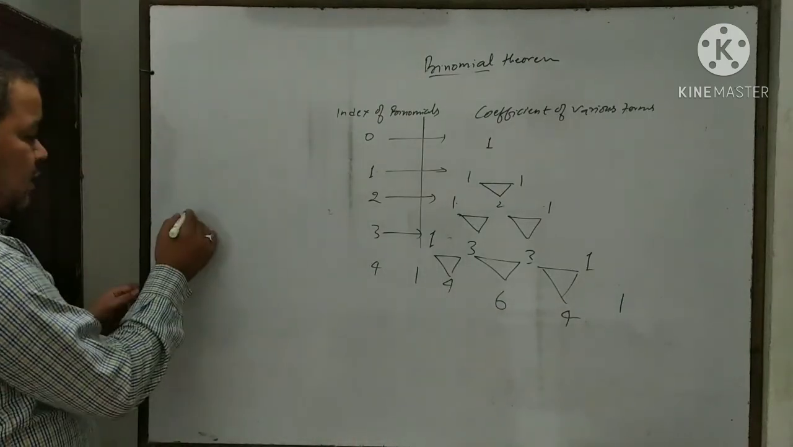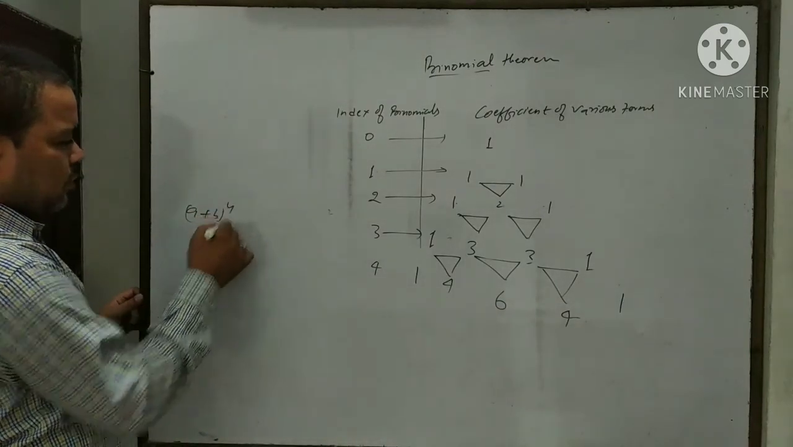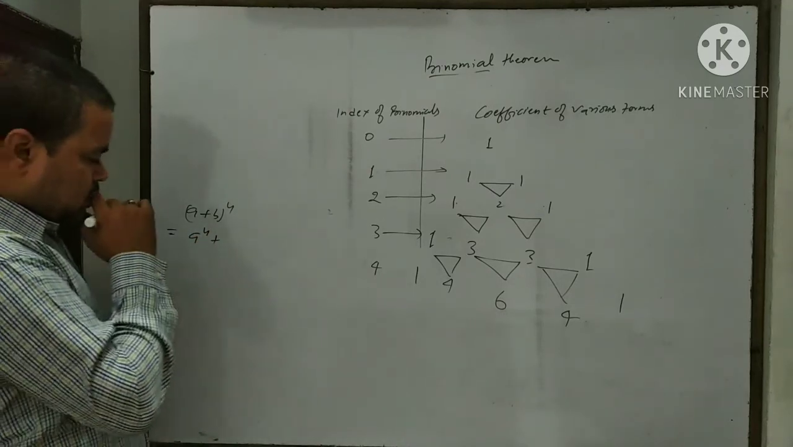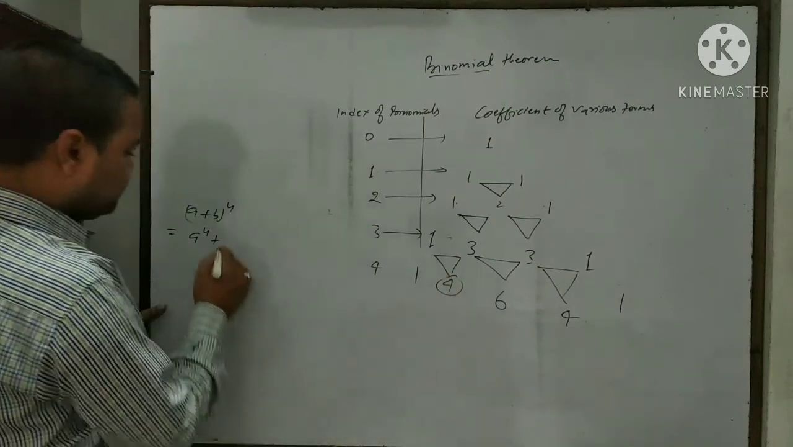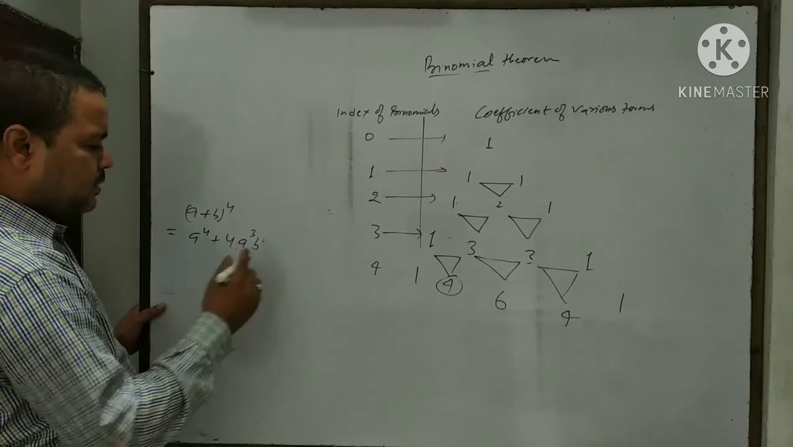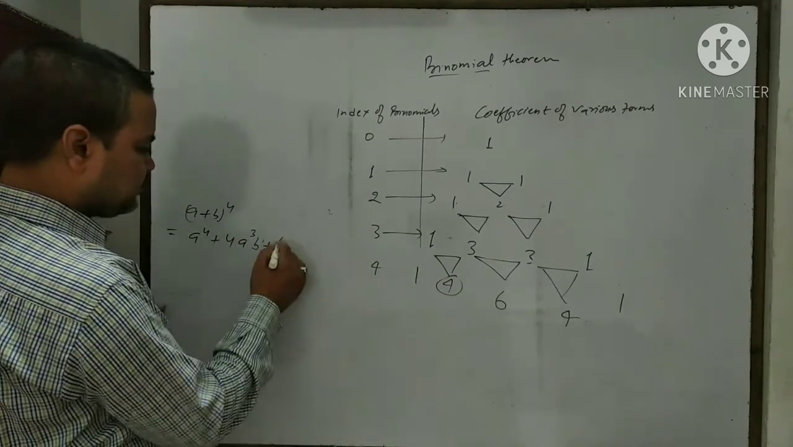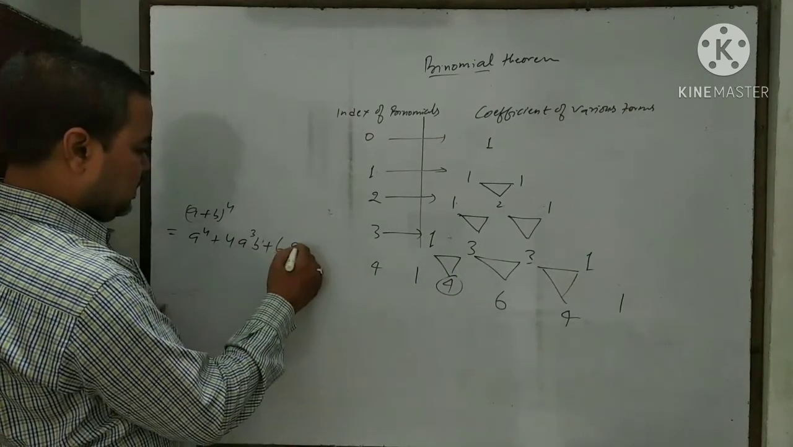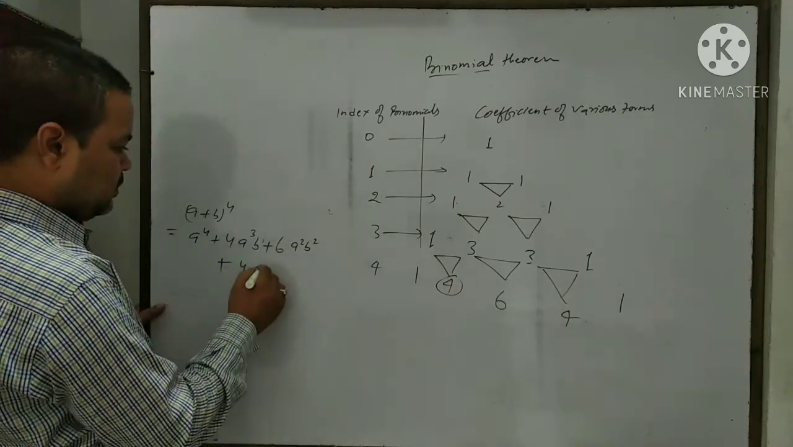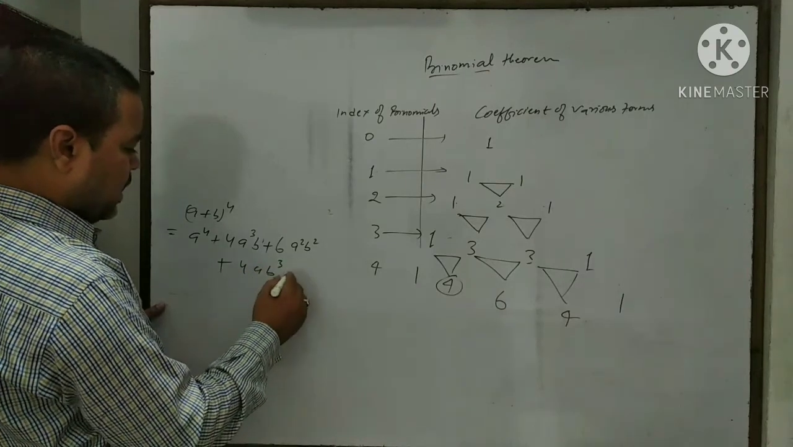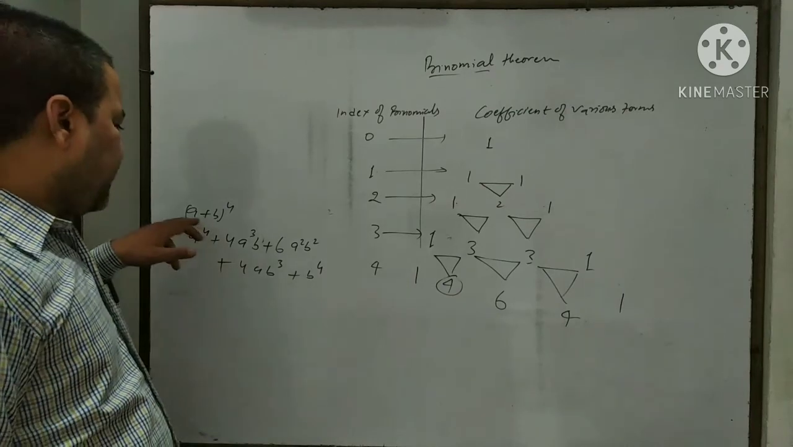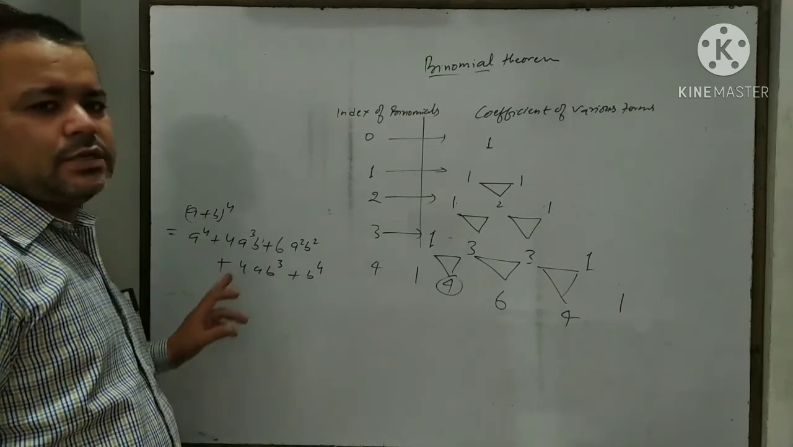How can we write it? A plus b raised to the power 4 can be written as a raised to the power 4 plus, with this coefficient, 4 a cube b, plus 6 a square b square, again plus 4 a b cube, and plus b raised to the power 4. In this way we can expand a plus b raised to the power 4.